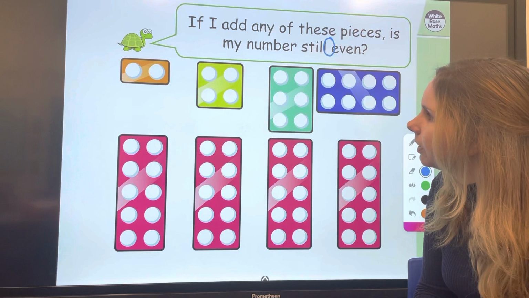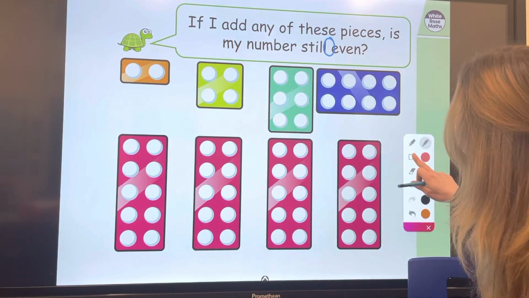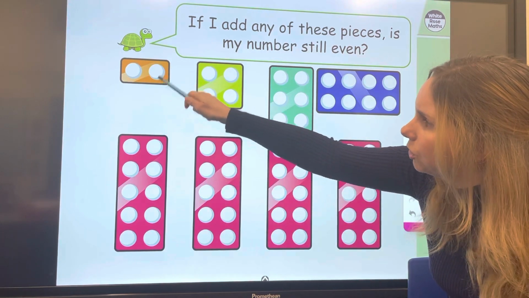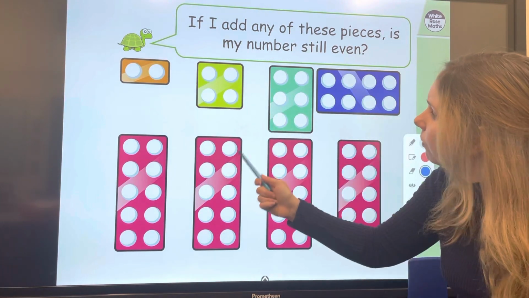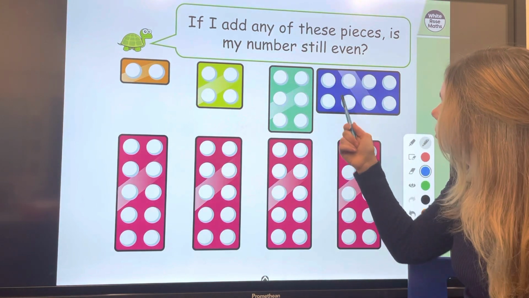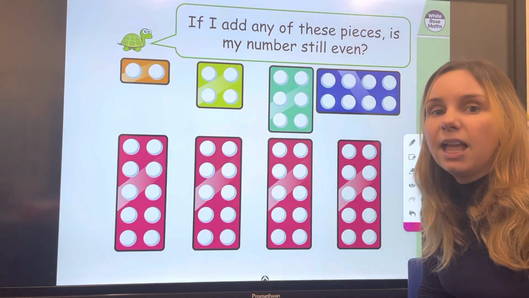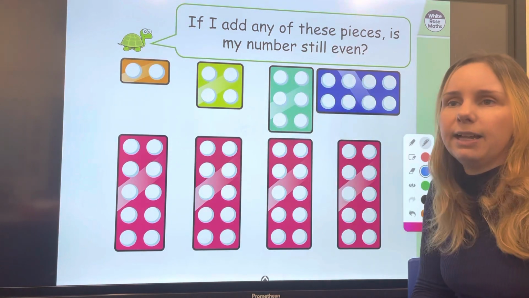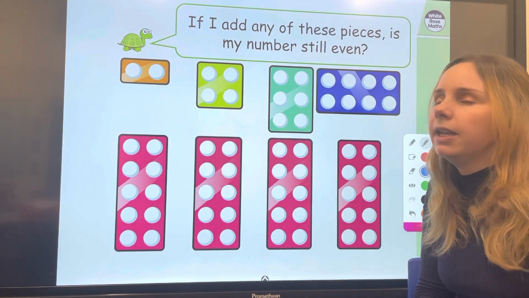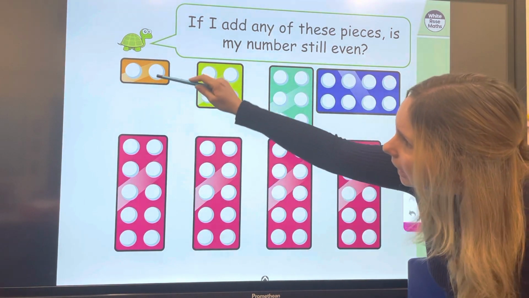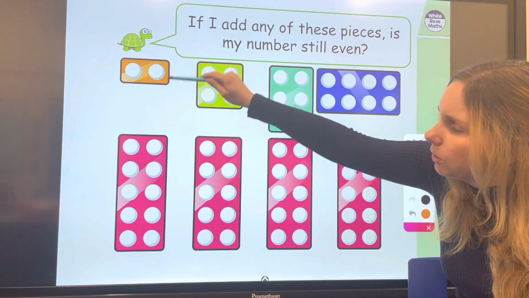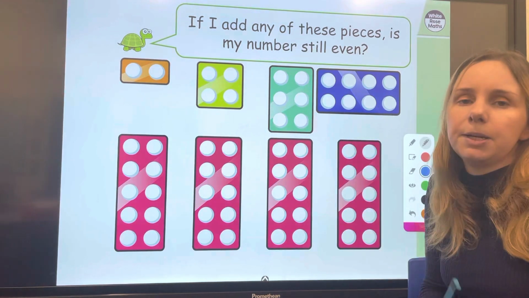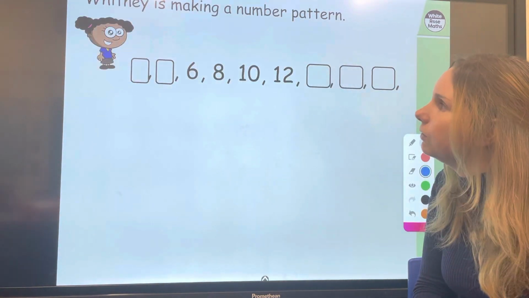Okay. Now, if I add any of these pieces to my number, will it still be even? So if I added 2 for 12, 4 for 14, 6 for 16, 8 for 18, would they still be odd or even? If I'm adding a 2, a 4, a 6 or an 8, would it be odd or even? It would be even because I'm adding it to a multiple of 10. So think about the number of ones, they are all even numbers. So it would still be even.